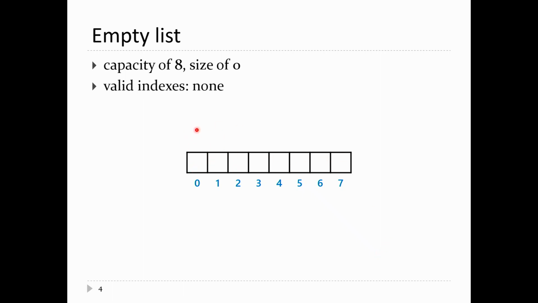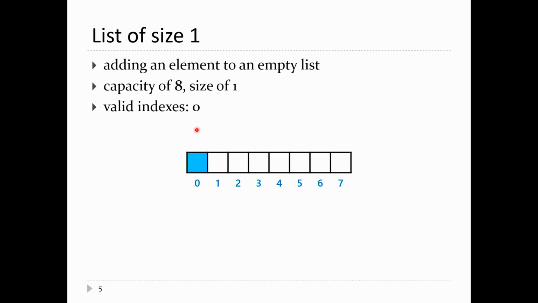Are there any valid indexes? The answer is no. If you try to do anything with this list, like get element 0 or 1 or 2 or 3, those are all undefined behavior for this list. In Java and Python, you get an exception of some kind. What you get in C, well, who knows? We'll see.